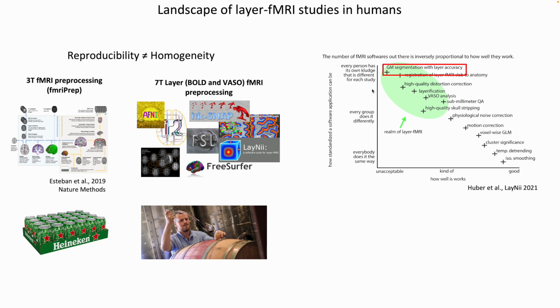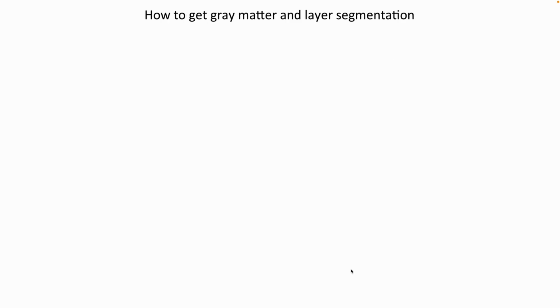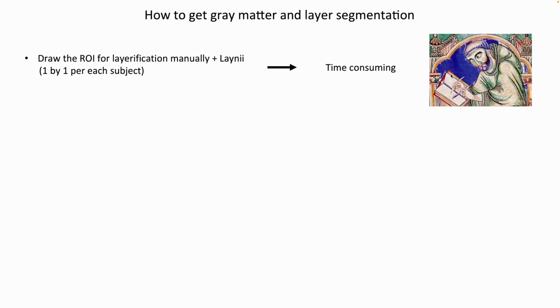And the top of the quality problem here is gray matter segmentation, where it takes up to 60 hours of manual labor per participant to get an excellent gray matter segmentation across the entire brain. For segmentation, there are 2 common approaches out there. One is manual segmentation of gray matter, and then using LAYNII to estimate the layers based on that, which is incredibly time consuming, specifically if you have large ROIs.